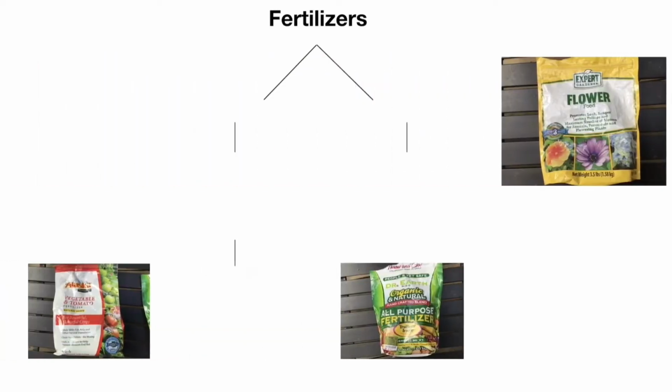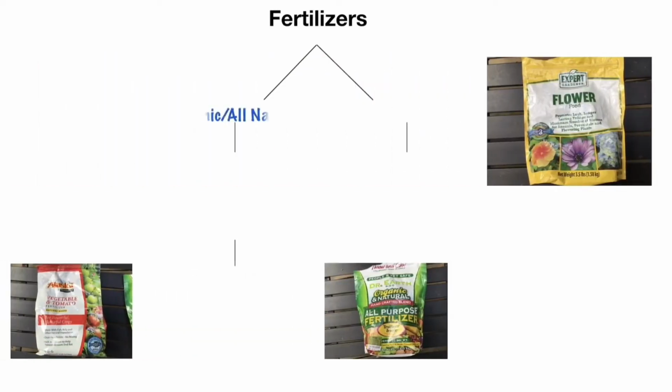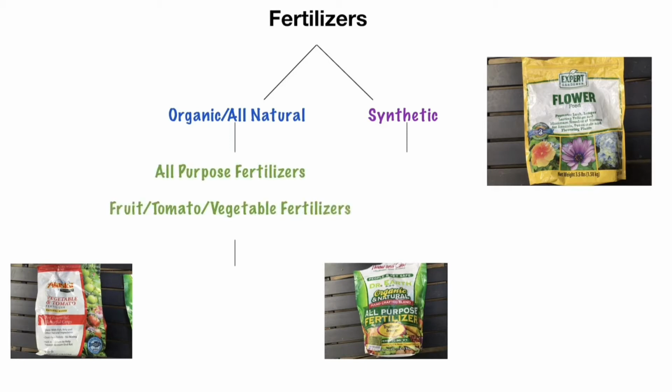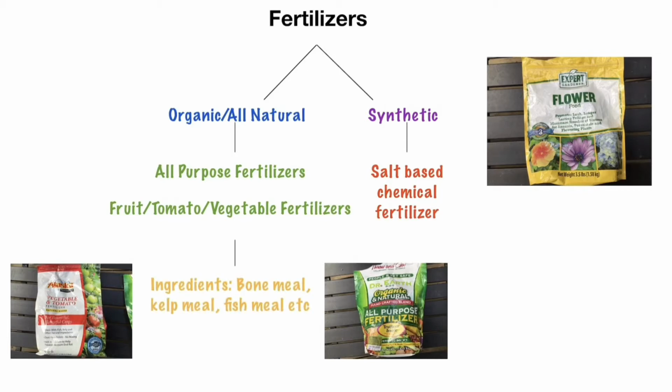Now, the fertilizers available in the market can be broadly classified as organic or all-natural fertilizers and synthetic fertilizers. Organic all-natural fertilizers can be of different types. It is marketed as all-purpose fertilizers, fruit fertilizers, tomato, vegetable fertilizers, and most of them have animal products in them. It has bone meal, fish meal, blood meal, kelp, and chicken manure, etc. The synthetic fertilizers, on the other hand, are salt-based fertilizers and they are chemically manufactured. There are pros and cons for both types of fertilizers, and we will look into some of them.